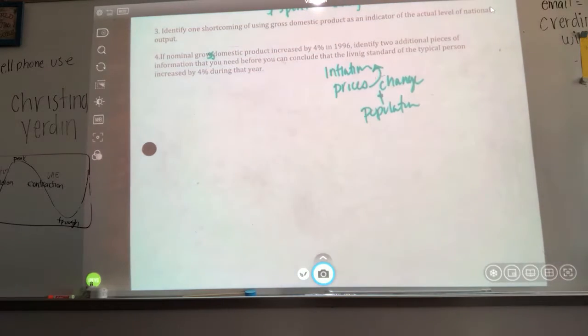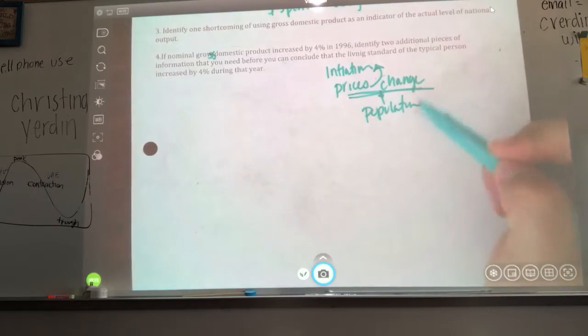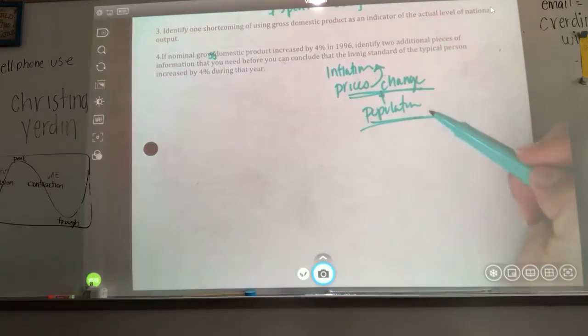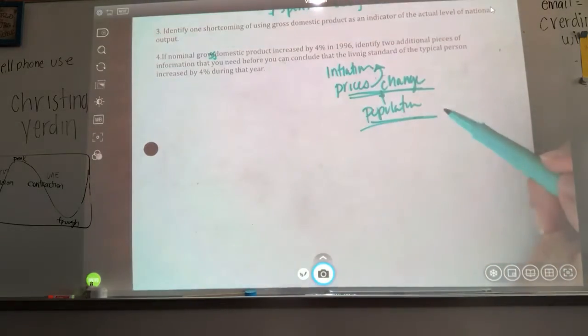So if the population went down, the GDP would go up, right? Yes, because of the amount of people you're looking at, if you're looking at GDP per capita. But if our population went up and our GDP went up, would that say that it really increased? No, because we're going to look at GDP per capita. So it just depends. I need to figure out the price and the number of population to determine how much it increased.